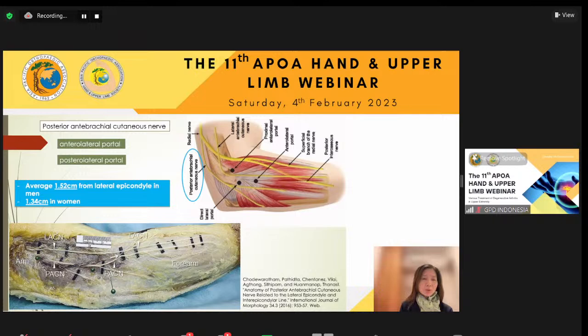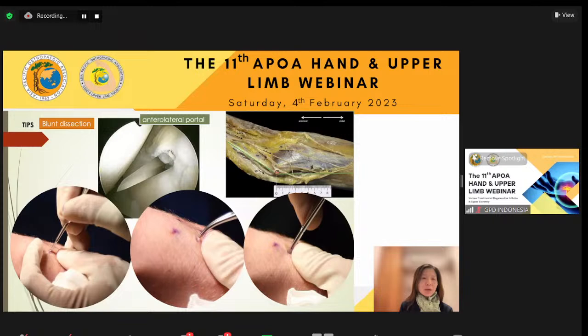We have to be careful to put the portals. We need to use a knife to cut down to the dermis and use a blunt artery forceps to do the dissection to the subcutaneous layer to retract and push away the cutaneous nerve before putting the trochar cannula. If you want to use a knife to cut through the capsule, you still need to do this procedure to dissect away the cutaneous nerve at the subcutaneous layer.